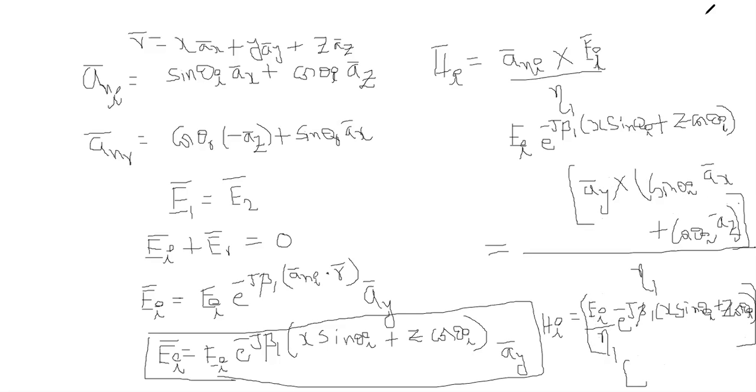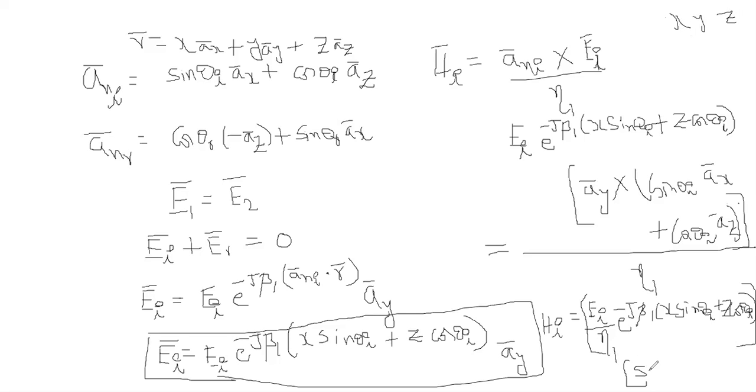The cross product is always in the order X, Y and Z. If it is AX cross AY, we'll get the positive Z. AY cross AZ means we'll get the positive AX. AZ cross AX means we'll get the positive AY. But in the reverse order, AY cross AX means we'll get minus AZ. AZ cross AY is in the reverse direction, so we'll get a minus AX. Like that.